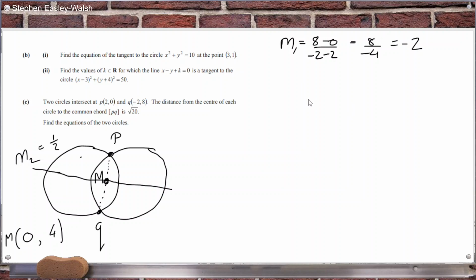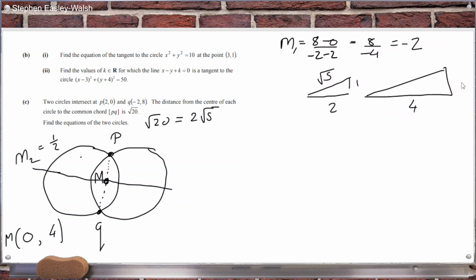So if you think about it like this, it's rise over run. If that's 1 and that's 2, then that distance there would be root 5. Root 20 is 2 root 5. So if you travel a distance of 4, 2, that'll be root 20. So you just have to come out 4 and go up 2.